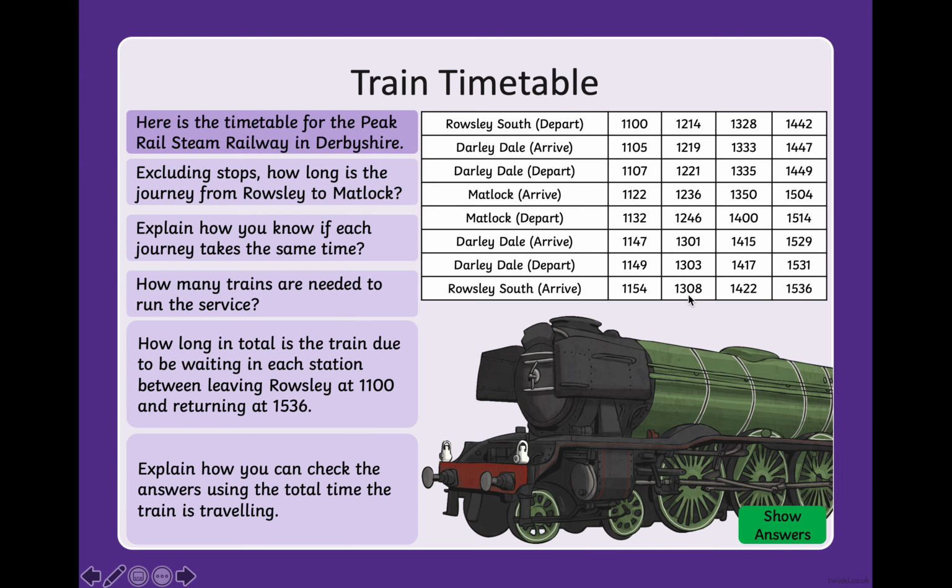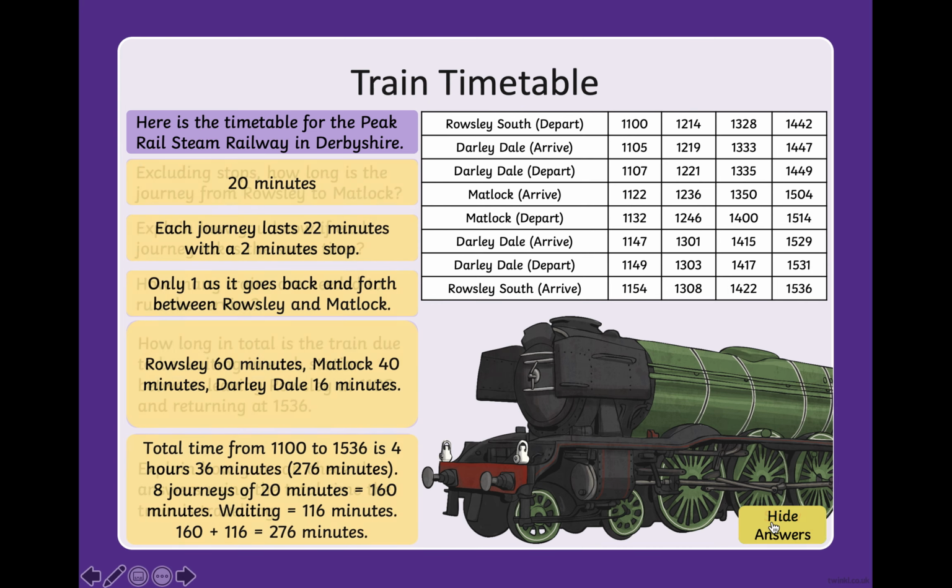12:14 to 13:08 it will take the journey, and then from 13:08 to 13:28 it will rest, and you would add the resting time, and then this would be a journey, and then 14:22 and then 14:42 it would rest, and you would count all the resting times, and the answer is 16 minutes. So Matlock 40 minutes, Darley-Dale 16 minutes, and so on.